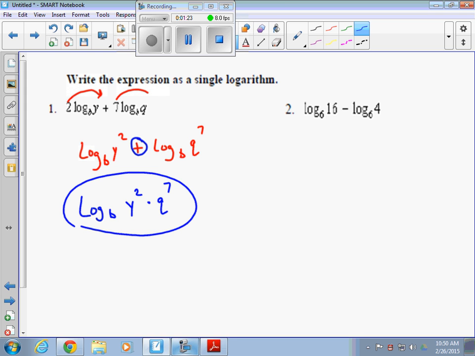We'll do the same thing with the other one, except we don't have to move coefficients at first. We just have to do this subtraction. Just like addition went with multiplication, subtraction goes with division. Again, both of these are log base 6. So log base 6 of 16 divided by 4. And we could actually simplify that and even go further and say log base 6 of 4.